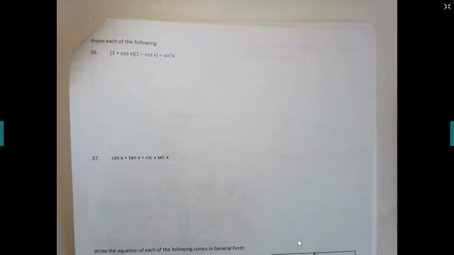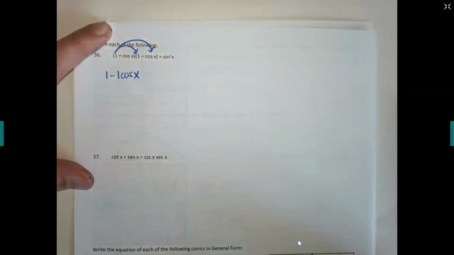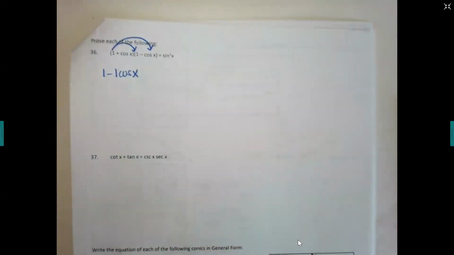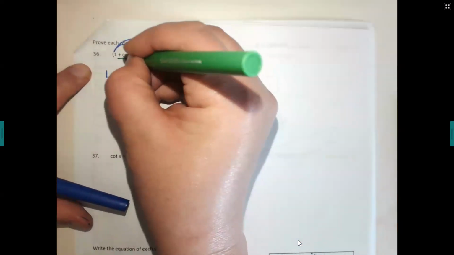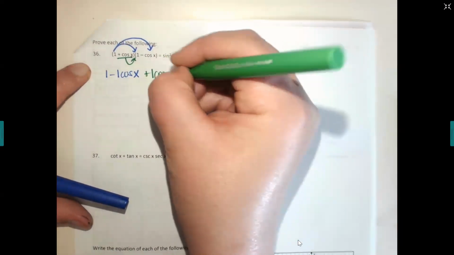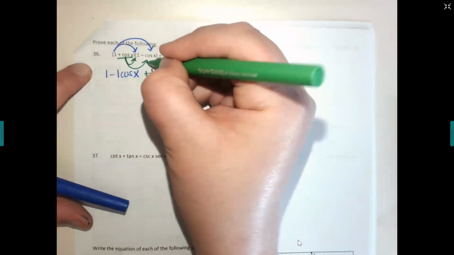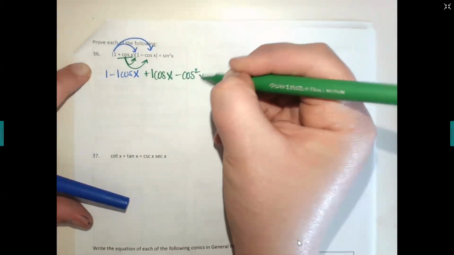All right, go ahead and take a look. We're almost done. So we have a little bit of proofs. Let's do number 36. We'll actually do both of these since I know these are kind of hard. So first thing you're gonna do, you see parentheses, well then let's distribute. So 1 times 1 is 1. 1 times minus cosine is negative cosine. Okay, then I'm going to move to the cosine and times that, and plus cosine x times 1 is a plus 1 cosine x. And then cosine times negative cosine is negative cosine squared x.